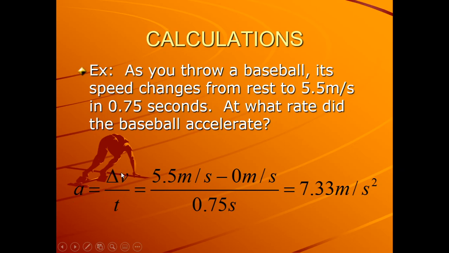Your change in velocity, if you're going from rest, means you start at 0 velocity. You're moving to your max velocity of 5.5 meters per second. So that's why you have the final minus the initial. And it's not always going to be from rest, so be careful with that. Now that you have your change in velocity, your time is 0.75 seconds. So you do your calculations and you've got 7.33 meters per second squared.